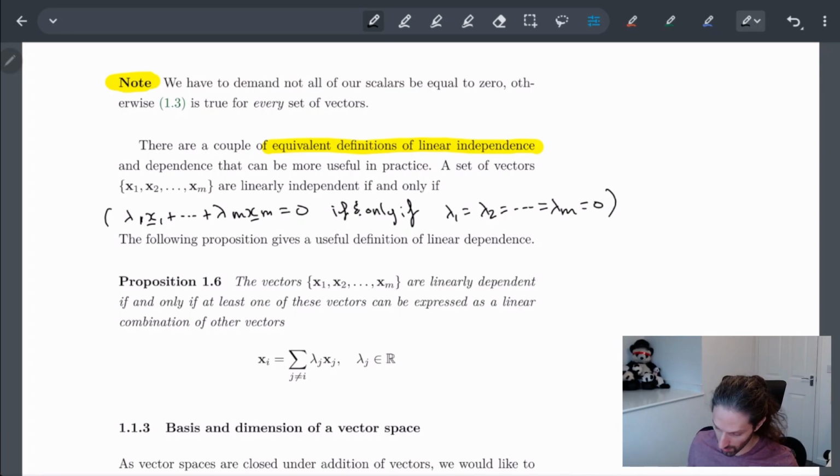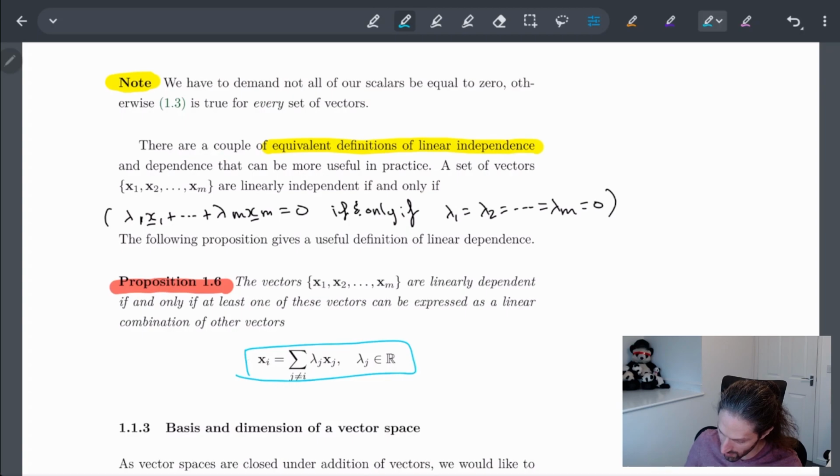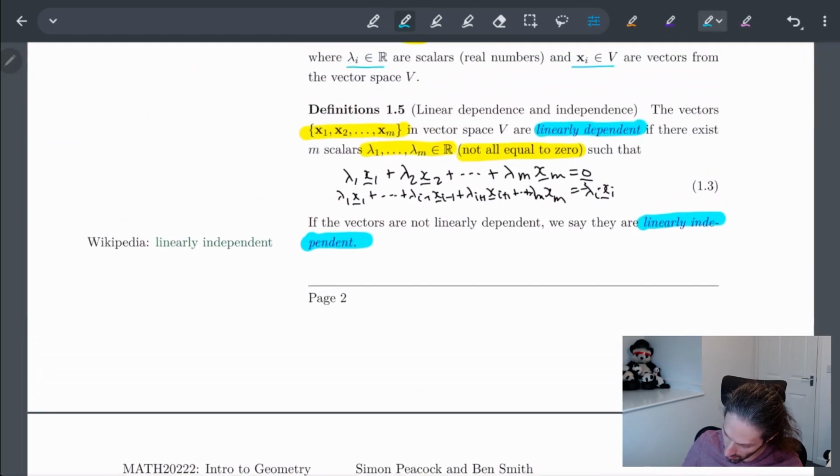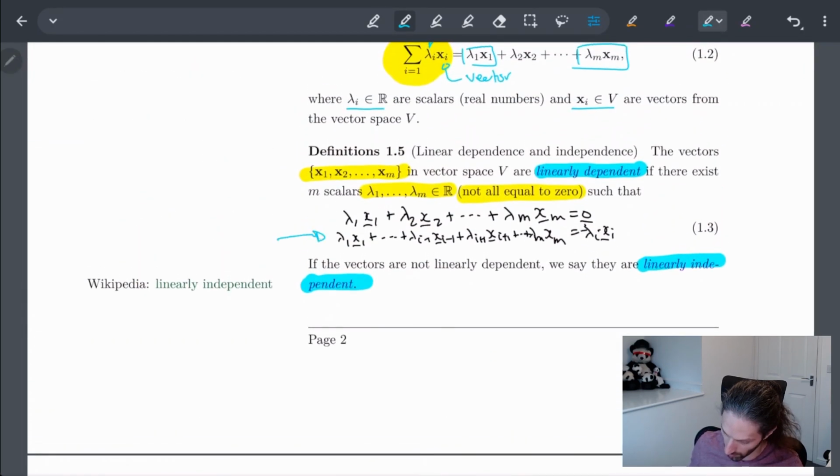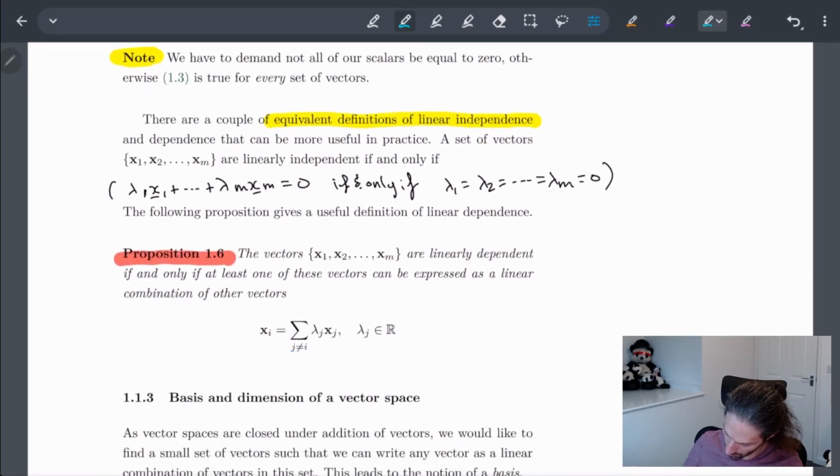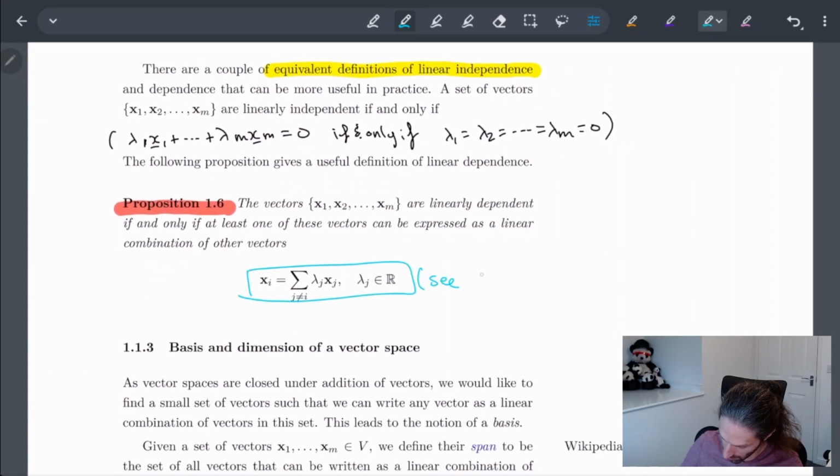To put these together as a proposition: the vectors are linearly dependent if and only if at least one of the vectors can be expressed as a linear combination of the other vectors. This is the thing that I was just talking about previously, and it was precisely the operation I was doing here.